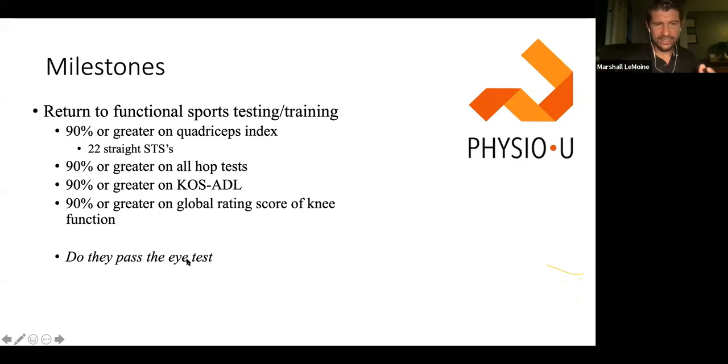So I kind of added, it's not part of any research, but do they pass the eye test? There's some people who, yeah, they're 95% strength and they're doing 22 reps and they technically jump as far, but man, they just don't look as solid on that leg as they do on the other leg. So part of it is not necessarily just quantity, but quality. And it's hard to study because there's so much variation. So that's kind of my own little added thing.